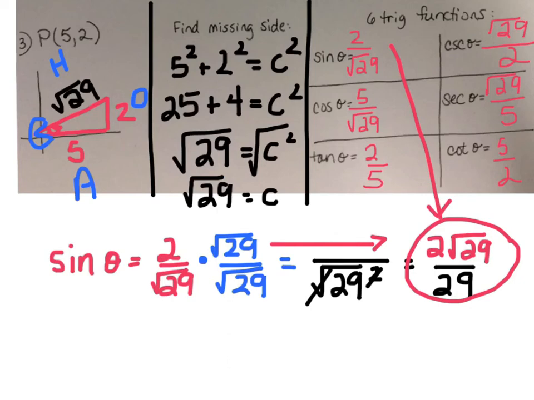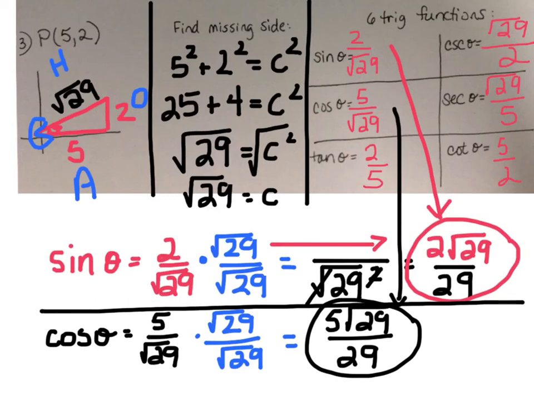Alright, pause the video and you try cosine. You try to rationalize the denominator for cosine, 5 over square root 29. And check yourself. Did you get cosine theta equals 5 square root 29 over 29? So that should be written like this instead.